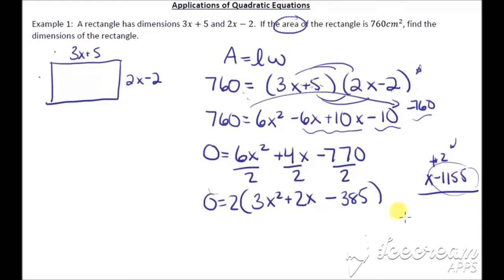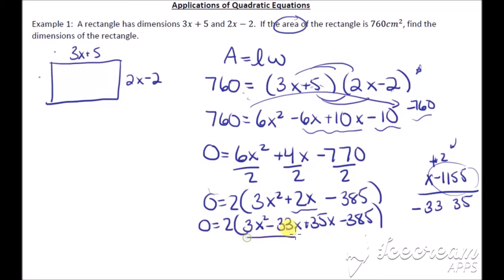So since it's such a big number, I'm going to start with 1155 and divide by 33. And I actually think I got it on the first try. I think I got 33 and 35. Because the middle term is positive, I would put the negative on that 33. So let's break down this 2x into negative 33x plus 35x.